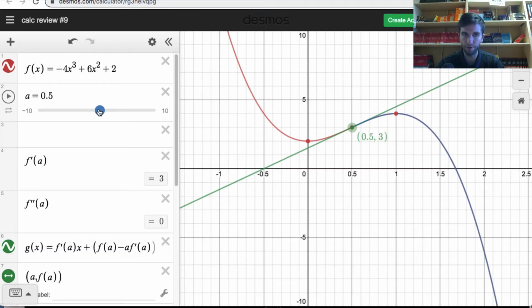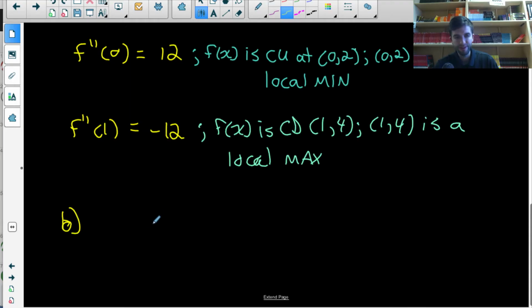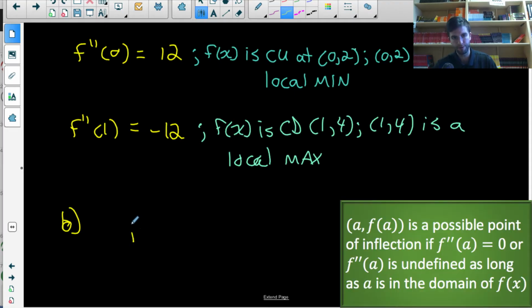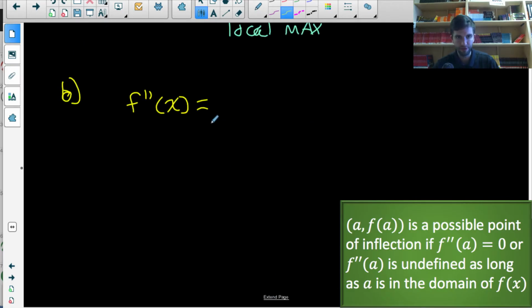So we want to find all of this algebraically. To find the intervals of concavity and the points of inflection, we're going to start by finding things called possible points of inflection. And possible points of inflection are points where the second derivative is either 0 or undefined.